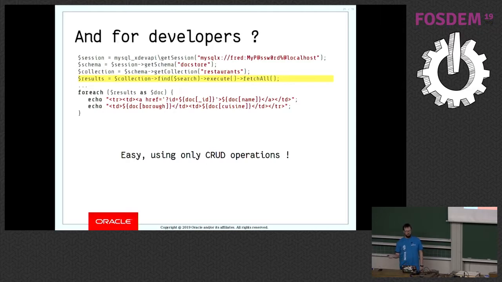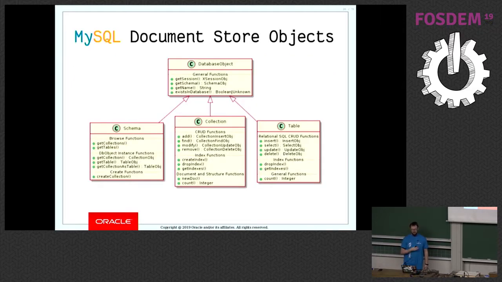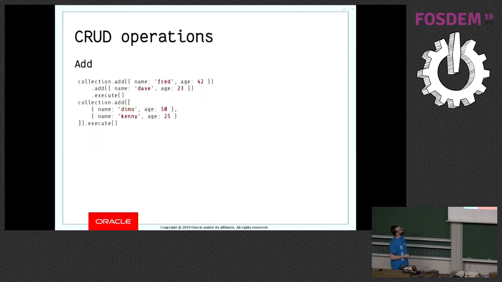Easy, right? We only use CRUD operation. This is an example. This works for the CRUD operation that you have seen, works for all the documents, but it works also for normal tables if you want. So if you have a standard table and you want to give the possibility to your developers to only use CRUD operation on tables, it's also possible.